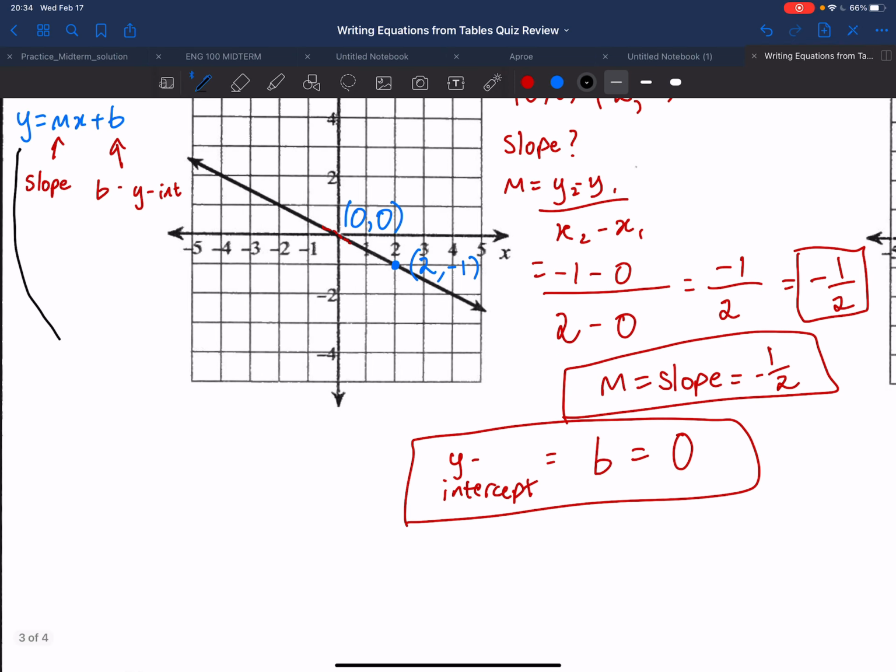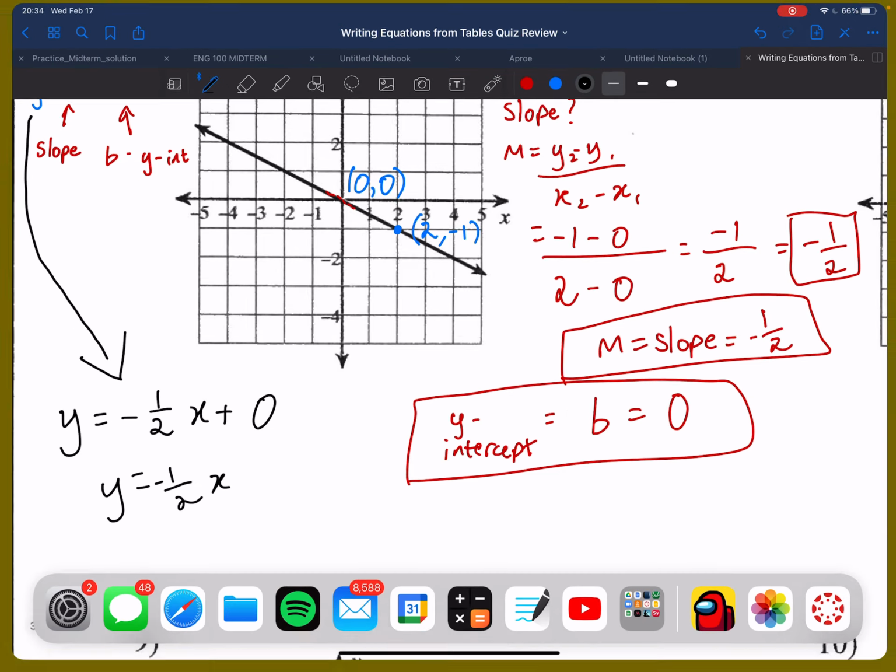Taking this equation right here and filling it in for m and b, we have y equals, what is our m? Negative 1/2 x times x, right, plus, well, what's our b? 0. So we could write plus 0, or you don't really have to write it. Equals negative 1/2 x.